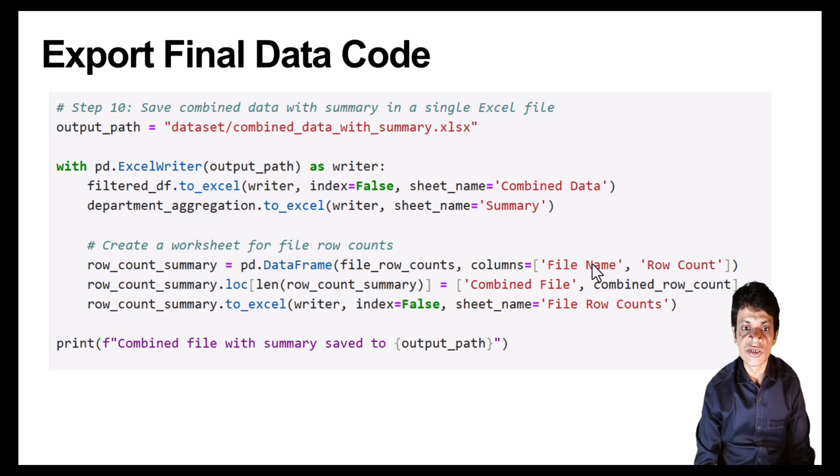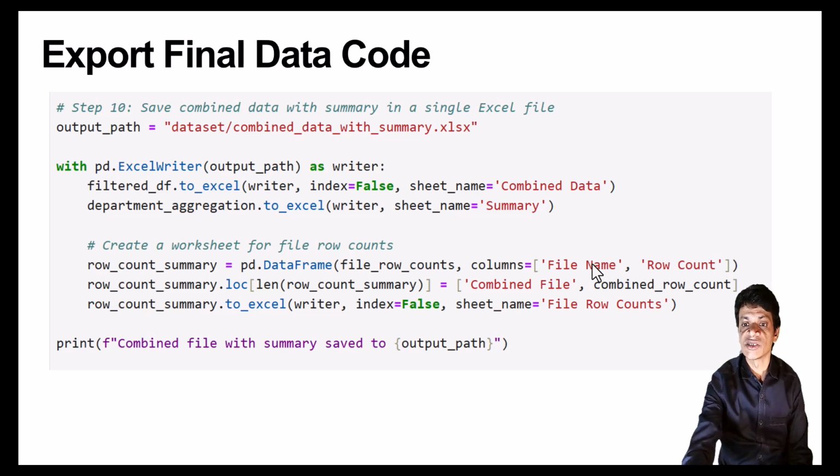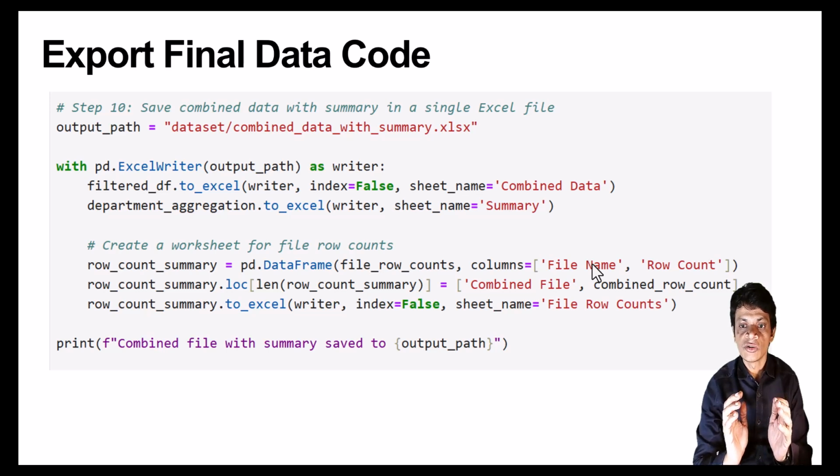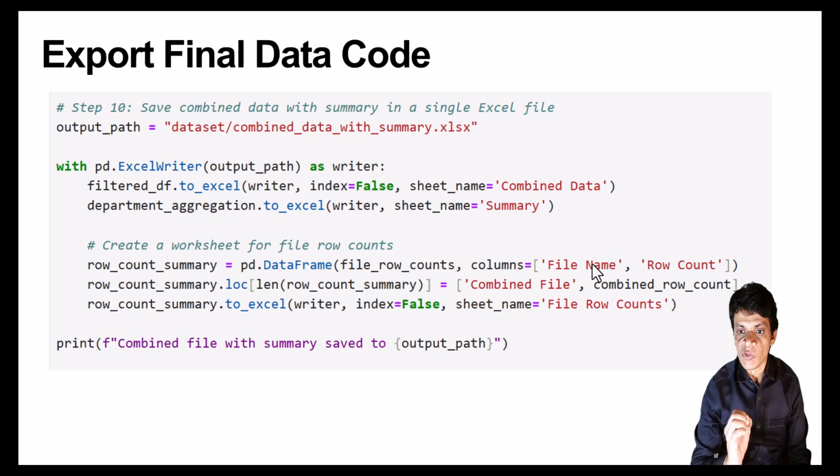Now here, this is the final data export code. So as discussed, output path. I kept dataset slash, and this is the file name, combined data with summary.xlsx. This is the final file which is going to be created. And here, by using the Excel writer option, I am creating multiple worksheets in the same file. One is the summary, one is the combined data, and another one is file record.